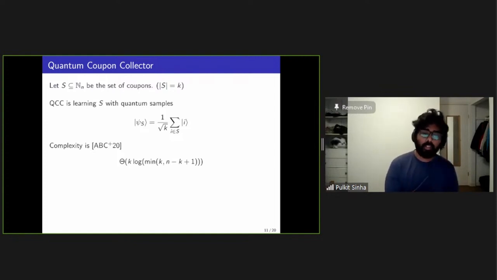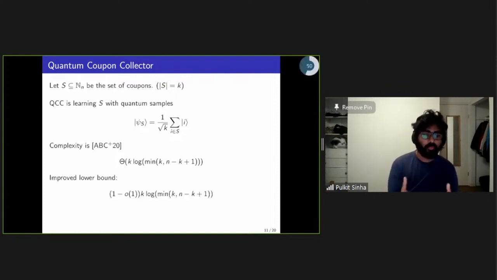However, it was found by Arunachalam and others that with these quantum samples, you can learn the set S asymptotically faster than classical in certain settings. So they found that the sample complexity of this is exactly k log of minimum of k or n minus k. So in specific, if the size of the complement of S is small, then in the quantum version, we're asymptotically faster than in the classical version.